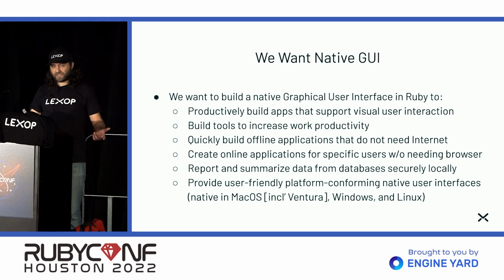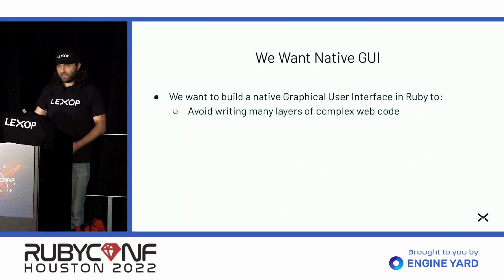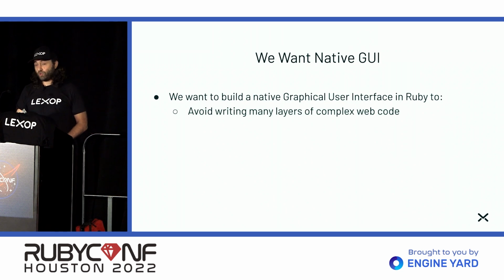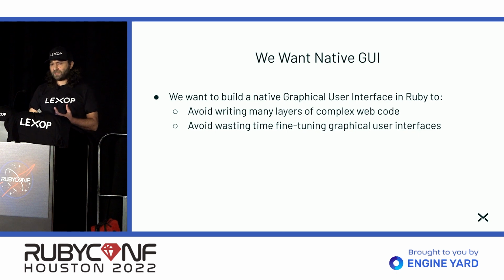Like on Mac OS Ventura, for example, Glimmer DSL for LibUI will run and will look fully native, just like as if you've written the app in Swift, and also on Windows and Linux. Avoid writing many layers of complex web code when you don't need it. Avoid wasting time fine-tuning graphical user interfaces, because usually desktop apps have operating system style guides for how to build them, so you don't waste too much time like you do on the web with CSS.